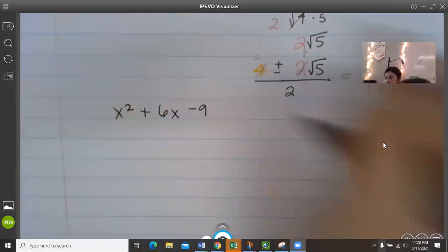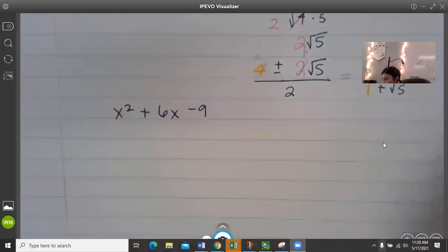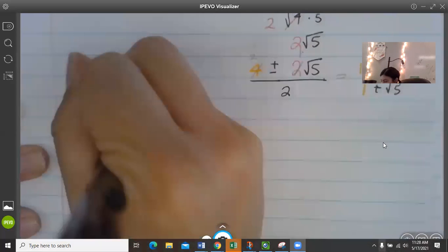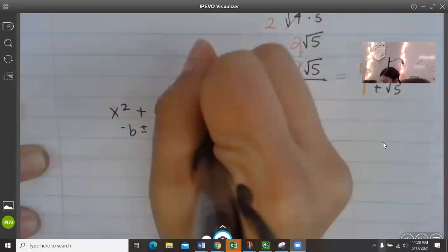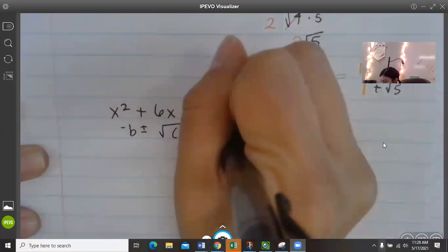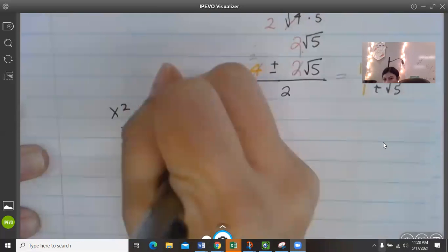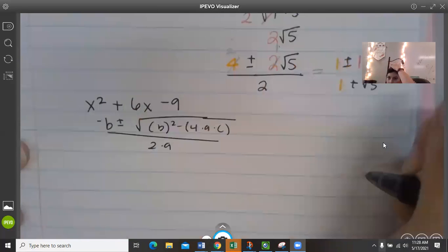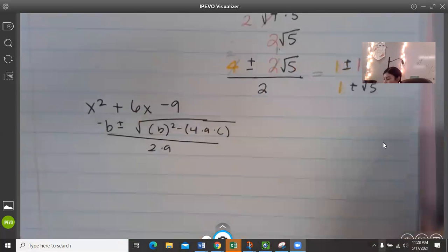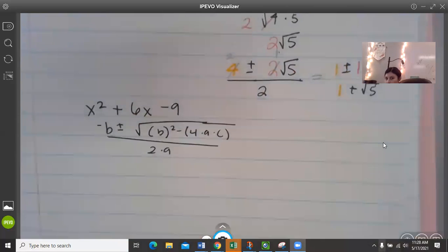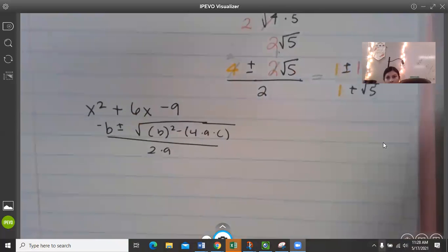Okay, so we're going to do what we've done before. A squared plus b squared equals c squared. Negative b plus or minus the square root of b squared minus 4 times a times c, all divided by 2 times a. Okay, so I'm going to figure out the A, B, C like we've been doing before.